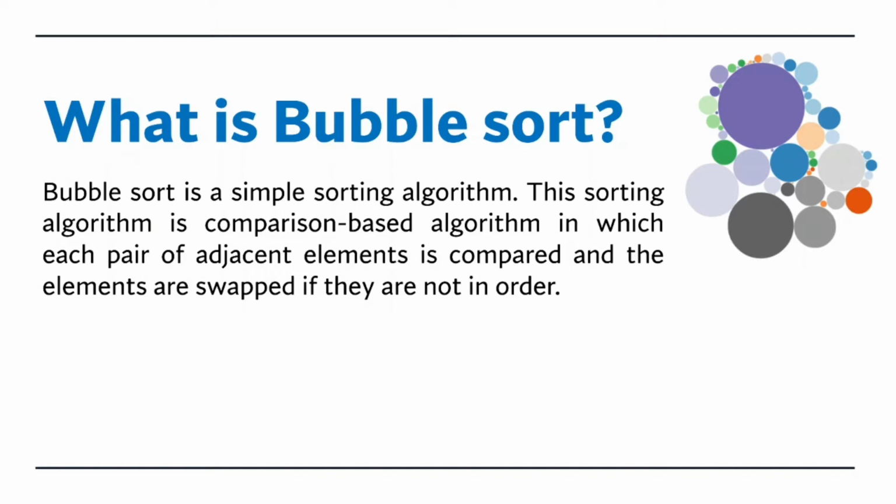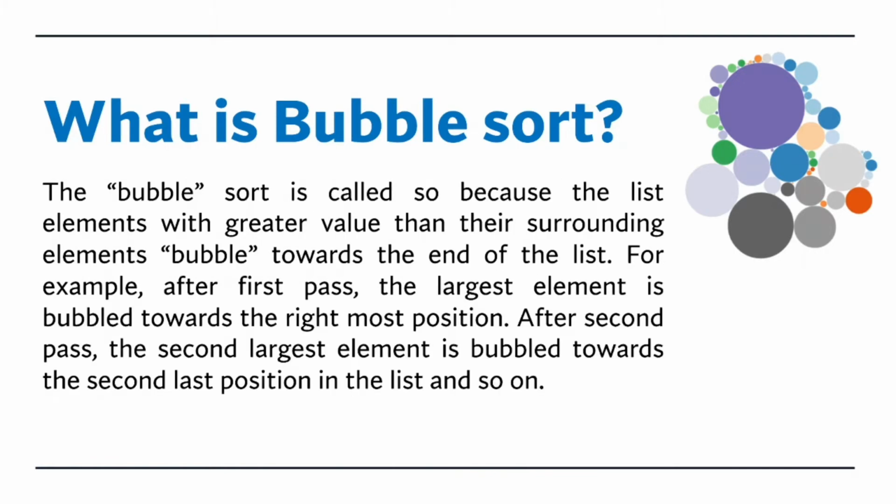So it's a comparison based sort, and each and every element is going to get compared with the other elements that are present in the list. Now, it is known as bubble sort because the elements with greater value than their adjacent elements bubble towards the end of the list, right?